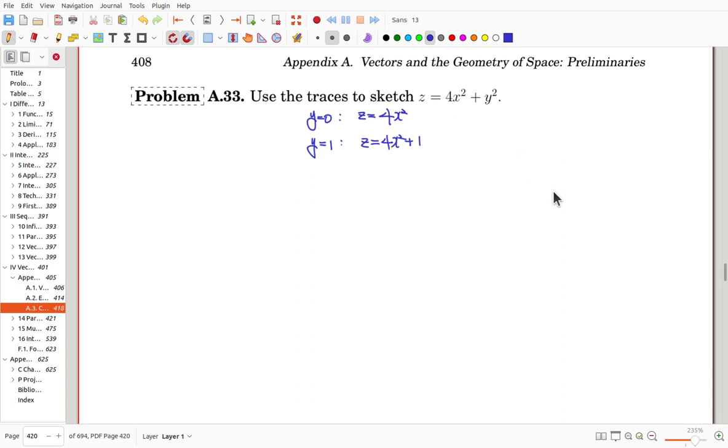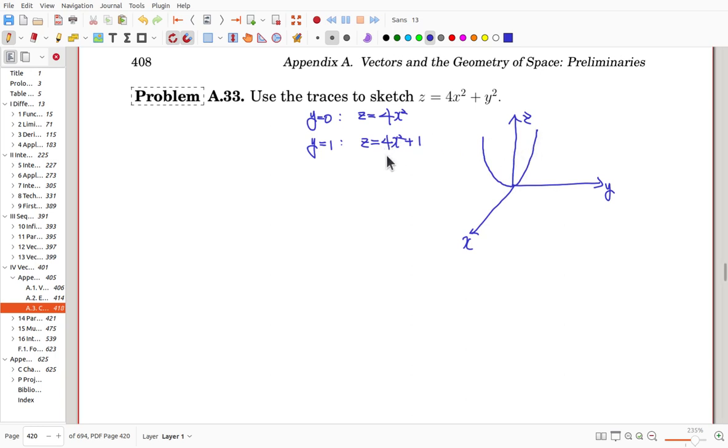Okay, let's visualize these traces. There's the x direction, this is the y direction, this is the z direction. y equals 0 means the xz plane. On the xz plane, we have a parabola, z equal 4x squared. So we have here a parabola.